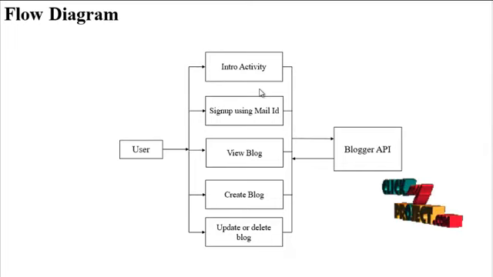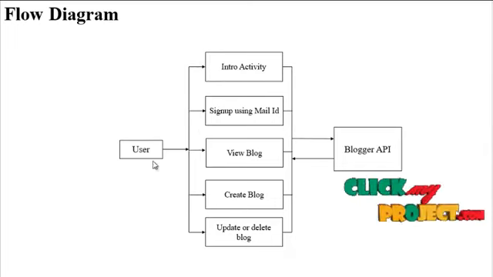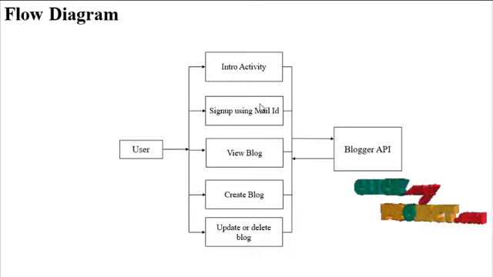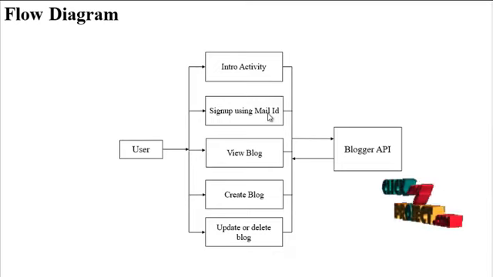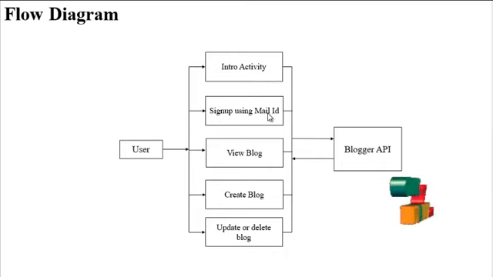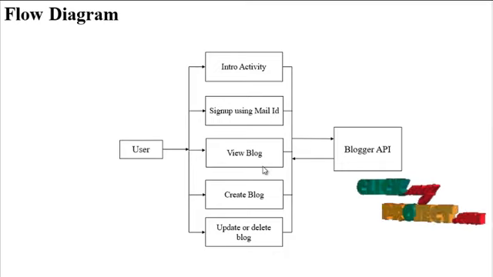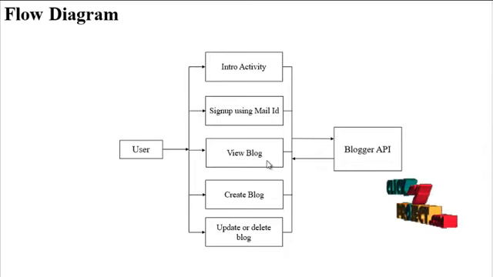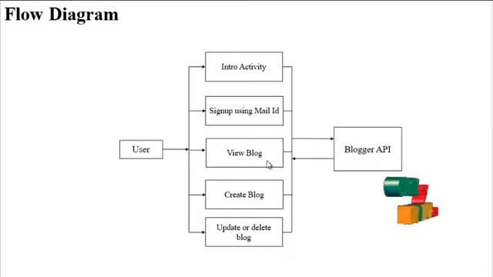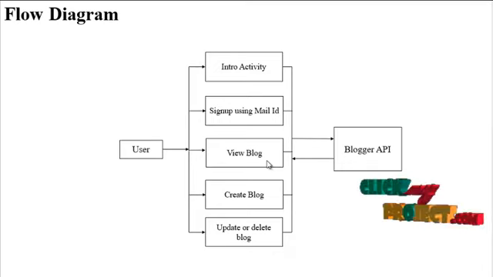Flow diagram. In this activity, the first is the user intro activity, then the data of our blog website, then go to sign up using mail ID or login, then view the blog, then edit the blog using the bold icon. All the editing options are in posting the blog, then creating a blog, then click submit.